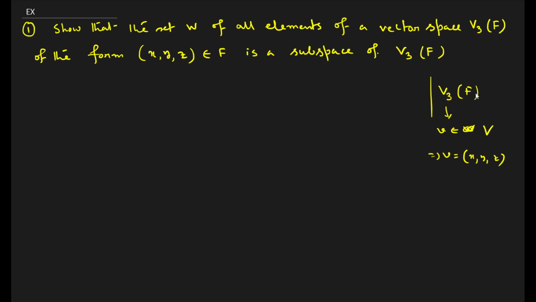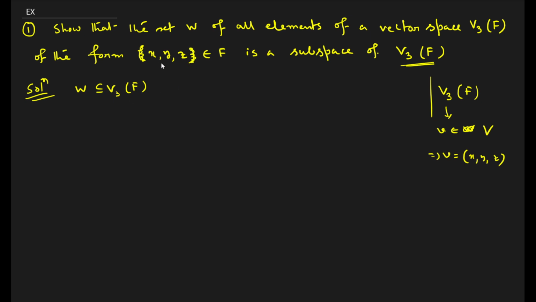Field. Now, show that the set W of all elements of the vector space V of F of the form x, y, z belongs to F. So what does it mean? It means V is 3-dimensional. Now, suppose W is initially a subset of V3 of F. If W is a subset of V3 of F, that means all the elements of W are also 3-dimensional. But here there is a condition. We should not break it.